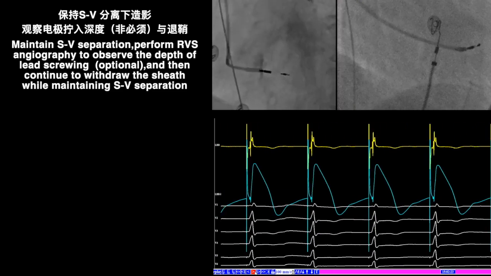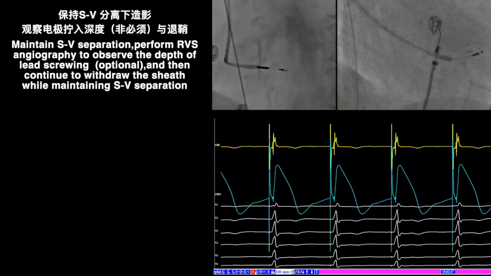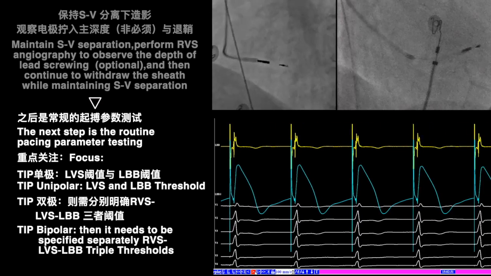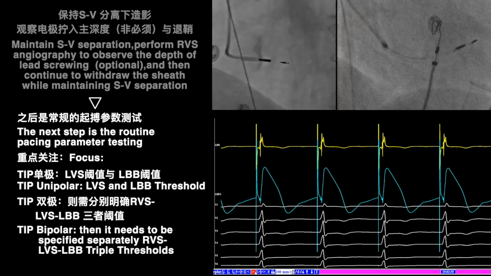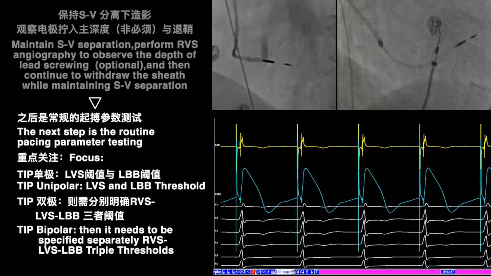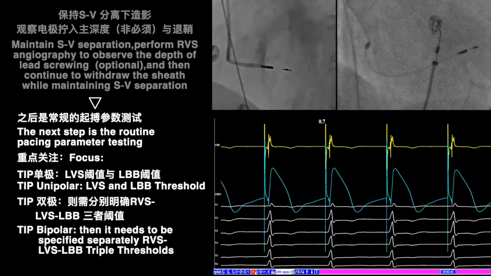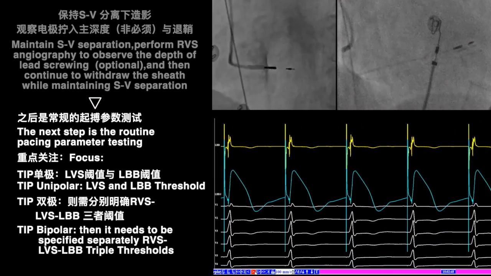Maintain SV separation, perform RVS angiography to observe the depth of lead screwing, optional, and then continue to withdraw the sheath while maintaining SV separation. The next step is the routine pacing parameter testing. Focus on tip unipolar DLVS and LBB threshold. For tip bipolar, the RVS, LVS, and LBB triple thresholds need to be specified separately.